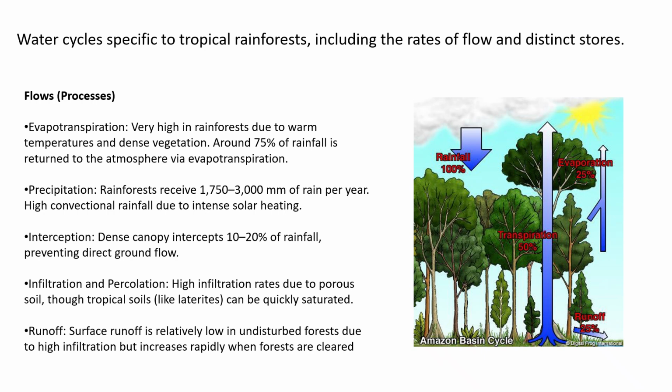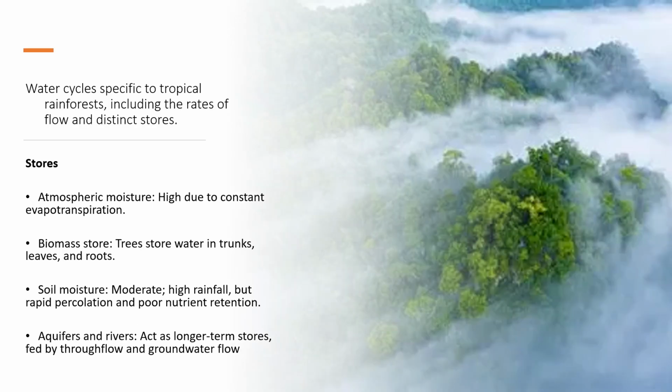In undisturbed forests, we get relatively low levels of surface runoff because the water is used. It's absorbed into the soil moisture and then is used by the plants, by the biomass. So we don't tend to get that much surface runoff under natural conditions. We do have some interesting stores.